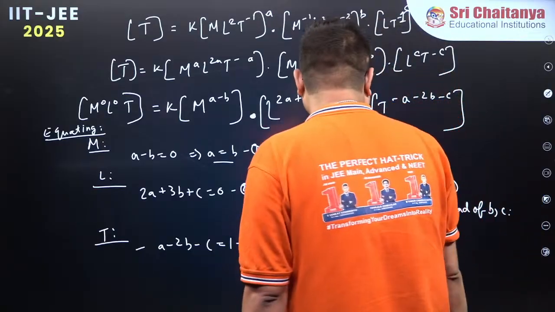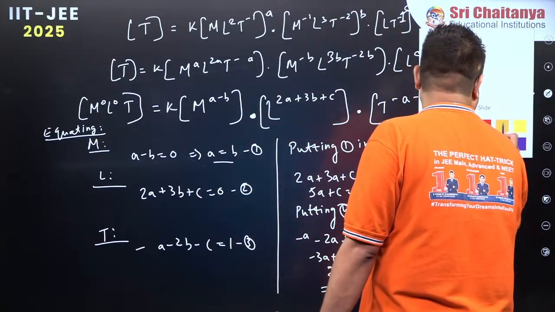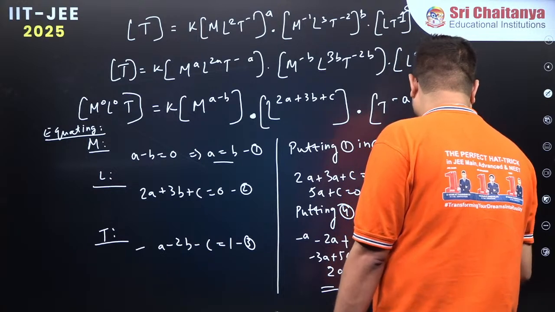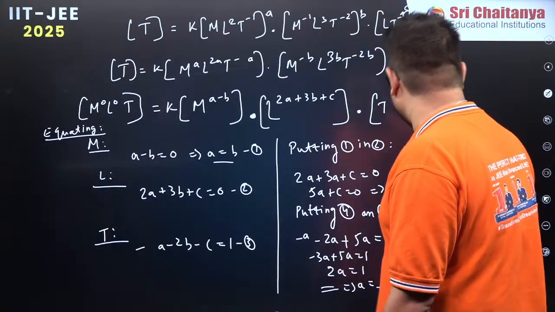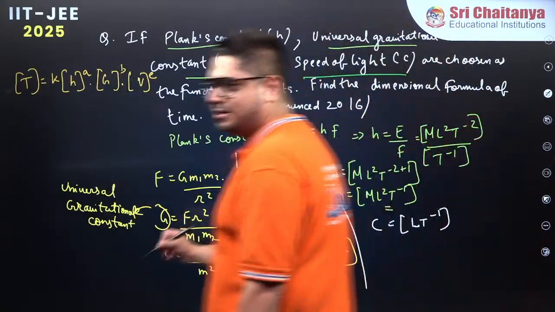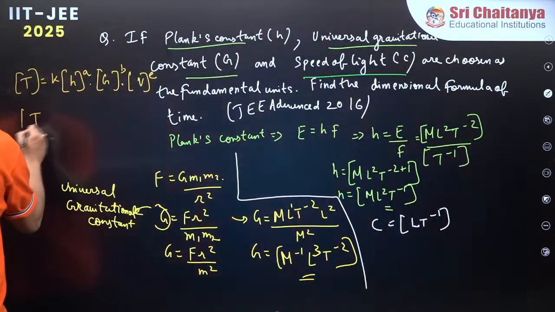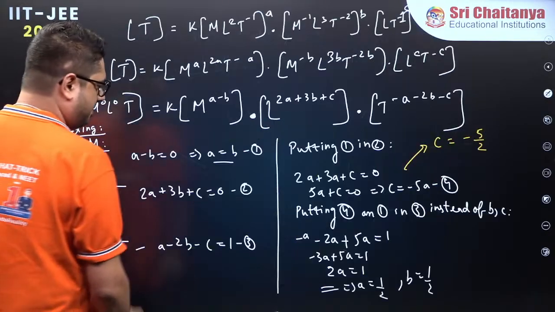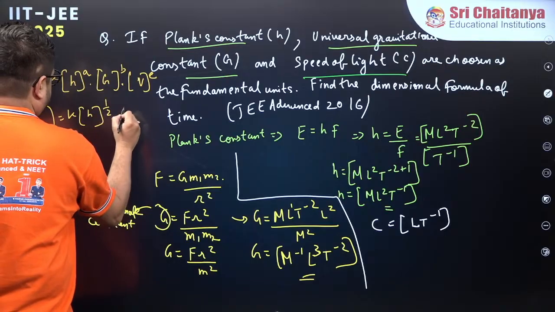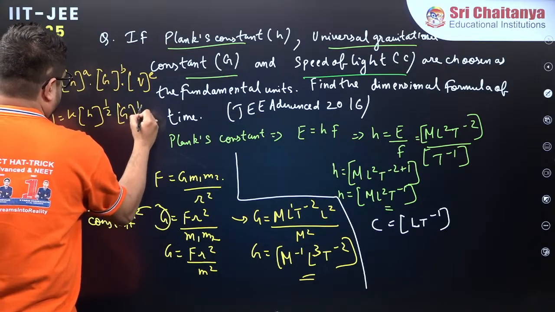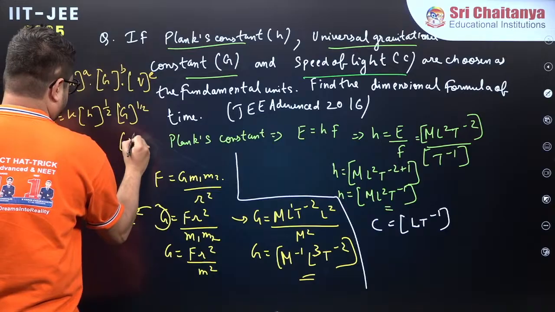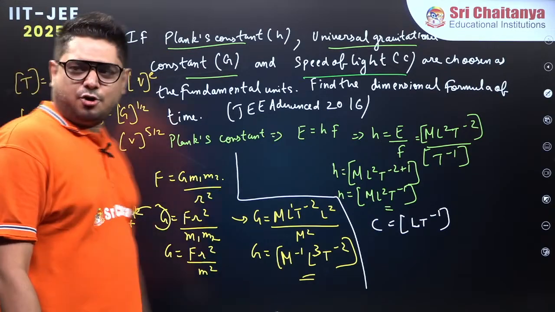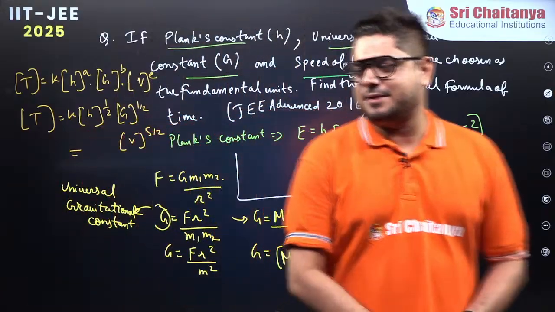Now for C, if I use this value, C is nothing but minus 5 by 2, isn't it? So A is half, B is half, C is minus 5 by 2. So what can I write down? I hope you got this one. I think so. Some people were giving me the correct answer. You can write it down, h to the power half, g to the power half, and c to the power minus 5 by 2, isn't it? So this will be the answer. I hope you got this. If yes, give a thumbs up, hit the like button.